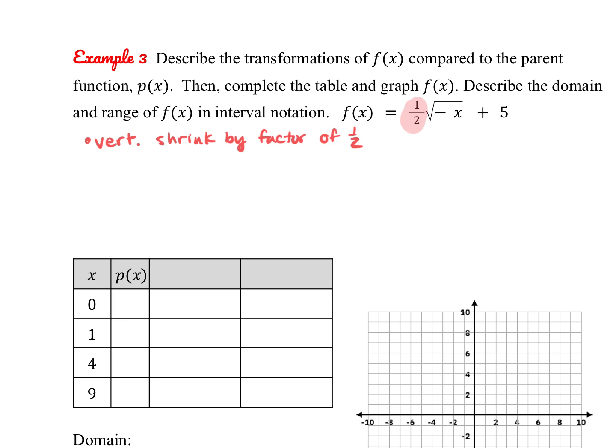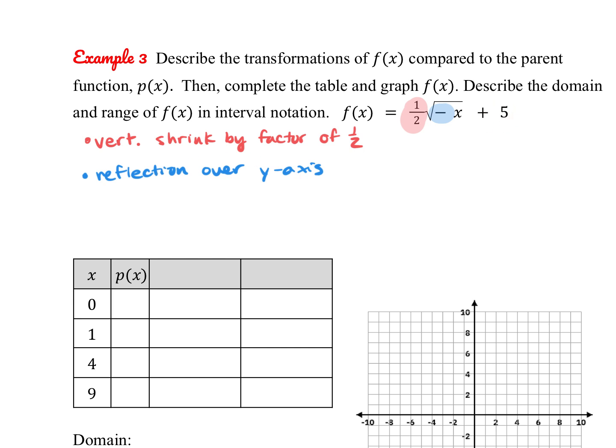And the next thing I see is the negative on the inside, making it a horizontal reflection. And if it's a horizontal reflection, it's going to be a reflection over the y-axis, because it reflects it from the right side to the left side or left side to right side, depending on where your graph starts. So it is a horizontal reflection, but it's a reflection over the y-axis.